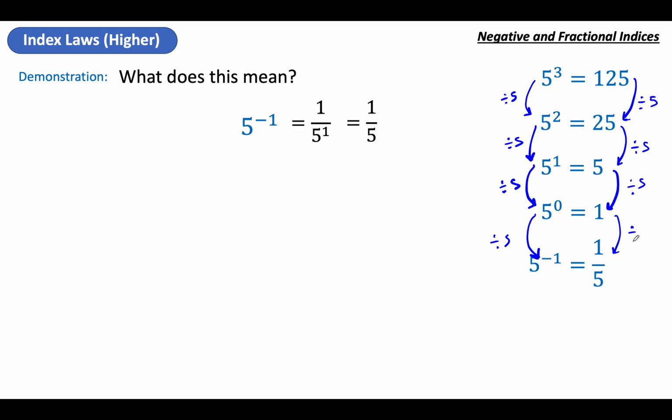And of course that makes sense on this side, because 1 divided by 5 is 1/5, 1 over 5, right? And again, I can do that one more time, which is 5 to the power of minus 2. So I've divided by 5 again. This will be 1 over 25, which is the same as 1 over 5 squared. So that's what this means. If I've got a power that's negative, basically put it underneath 1.